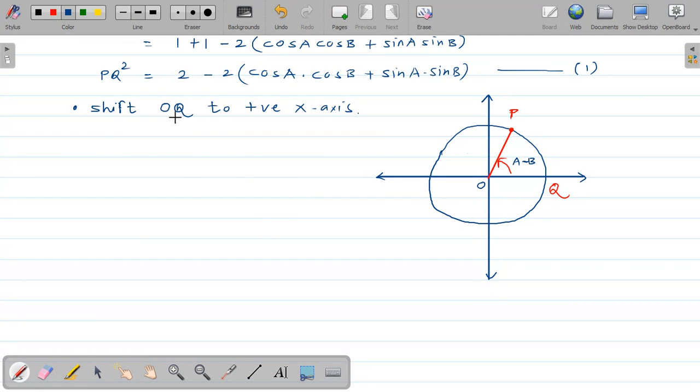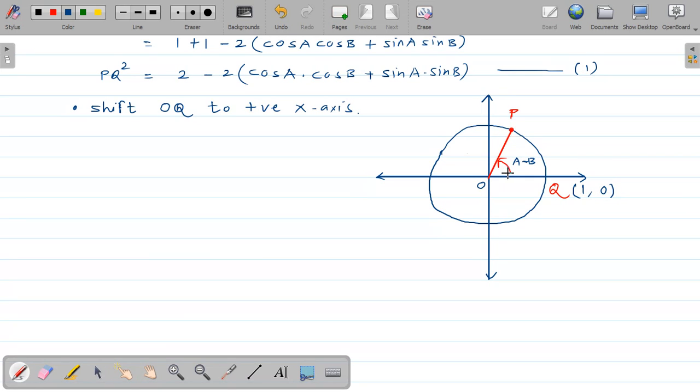Now after the shifting of OQ to the positive x-axis, see this figure, we have shifted OQ to the positive x-axis. Hence the point Q will be at the position of point S. So the new coordinates of point Q after this shifting will be (1, 0). This is again a standard unit circle, just you shift OQ to the positive x-axis, so the coordinates will change. The x coordinate will be 1 and the y coordinate will be 0.